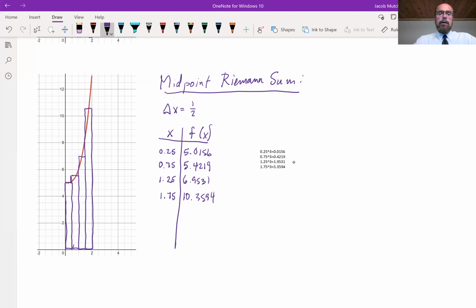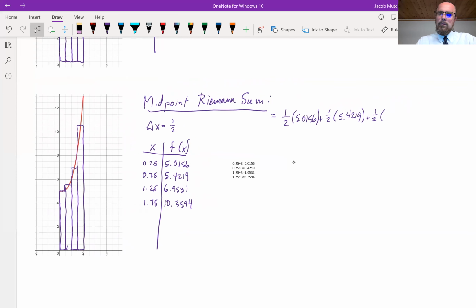Again, let's calculate the area of those 4 rectangles by multiplying the delta x times each of these heights. So we'll have half times 5.0156 plus half times 5.4219 plus half times 6.9531 plus half times 10.3594. And again, a good arrangement to calculate the actual values is to factor out the half and add up these 4 heights.